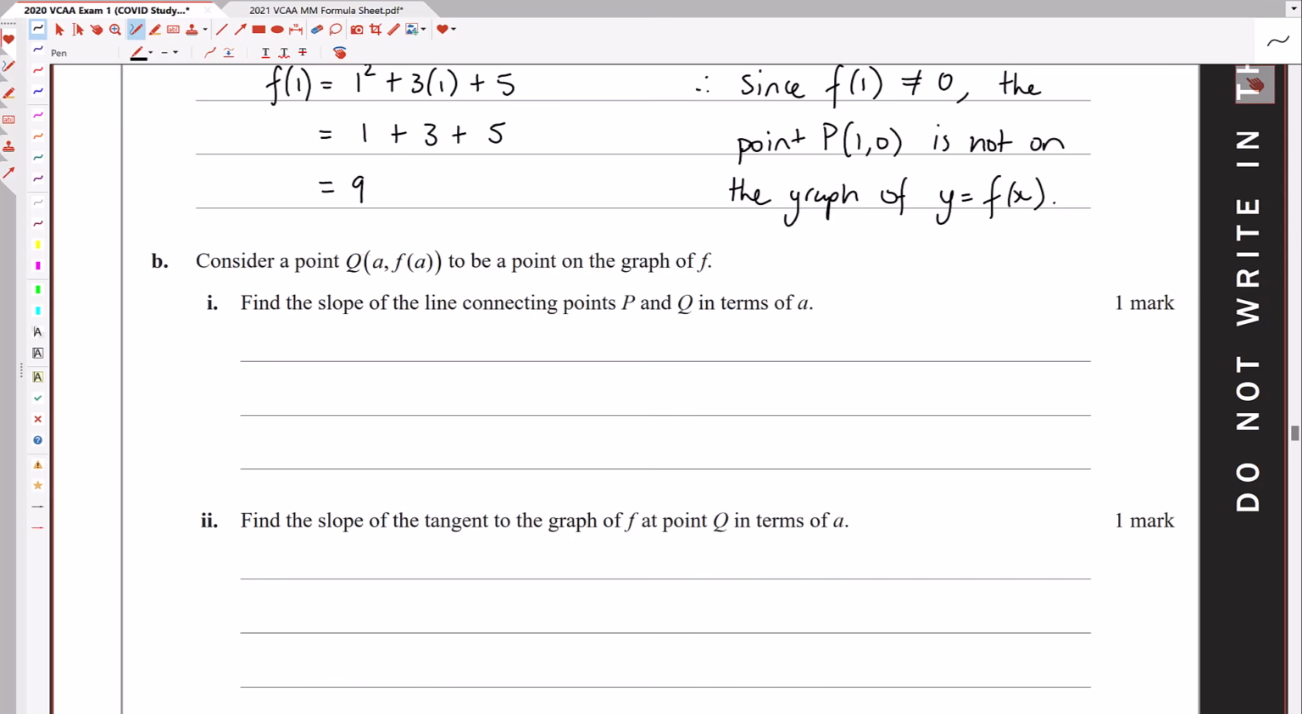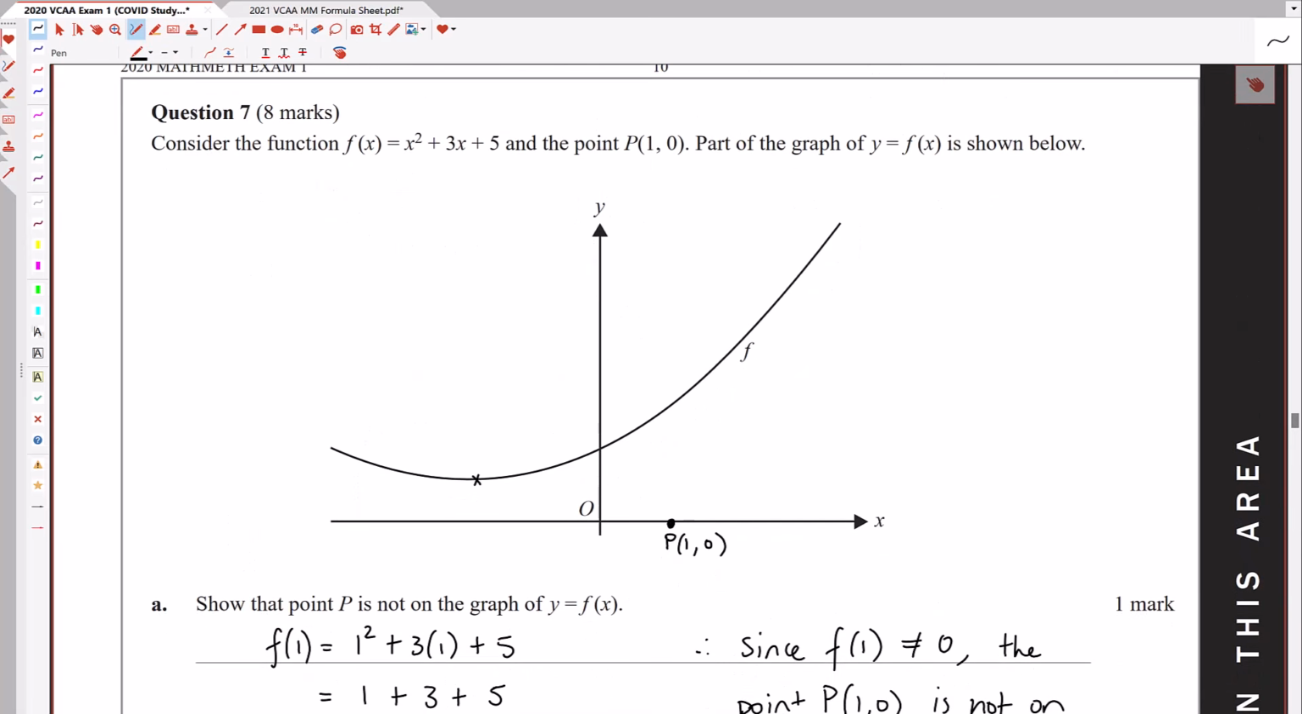Consider a point Q with coordinates a, f at a to be a point on the graph of f. Okay, so let's just stick a point somewhere. So let's say this is Q here, and it's going to have coordinates a, f of a, being a squared plus 3a plus 5.